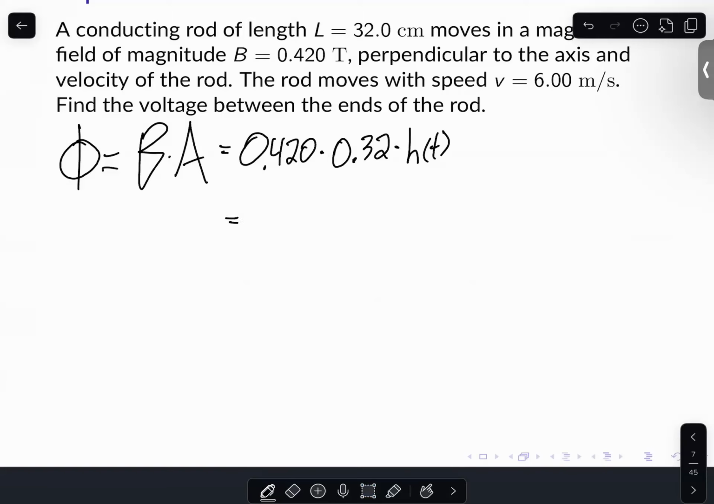Hey, what's 42 times 32, by the way? Someone with a calculator real fast. Thanks.